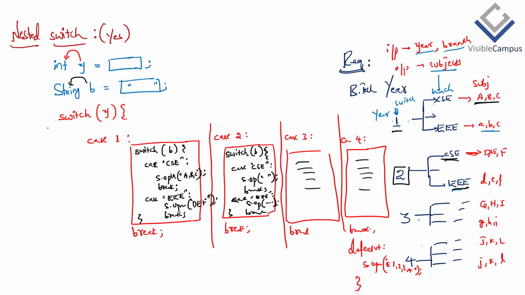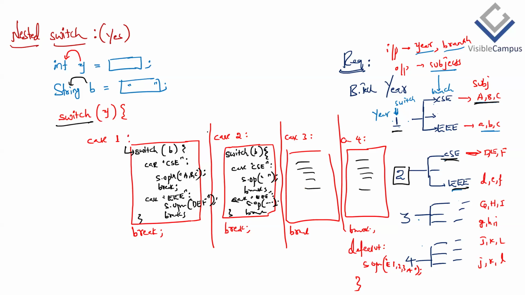This is where outside one switch, inside another switch. This is what we call a nested switch scenario. And this is the example for understanding that. Am I clear? Or do you have any doubts or any questions on this?